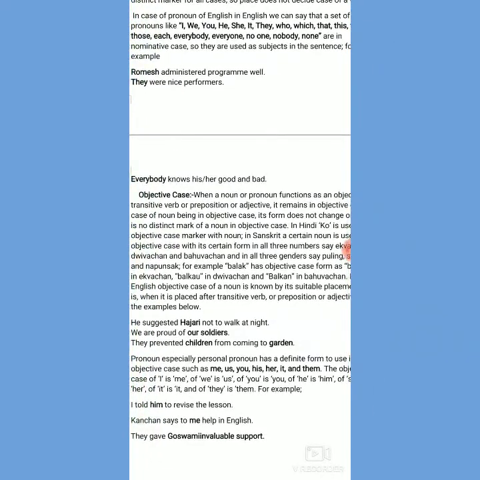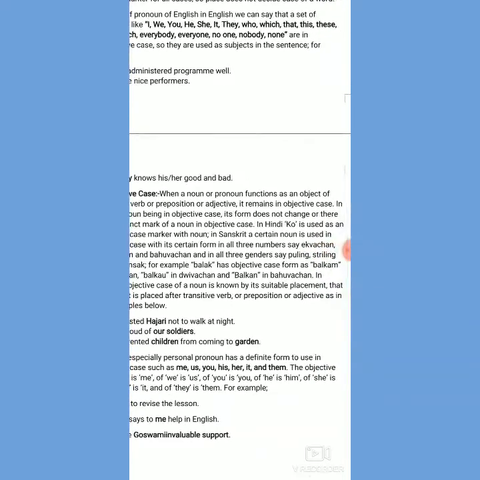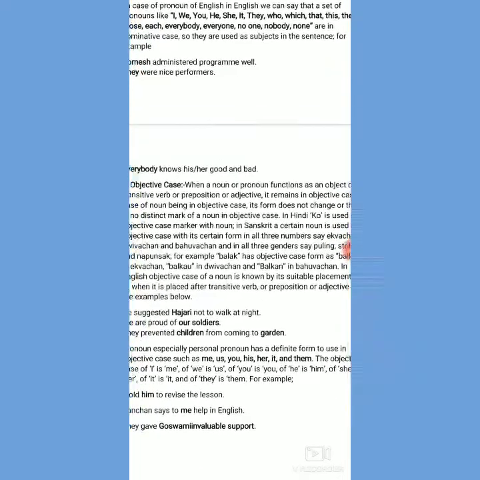So when you are using the object of a transitive verb, or the word following the transitive verb, or the word following a preposition or adjective, they are all in the objective case. They are all objects in the sentence, because a transitive verb has an object, a preposition has an object, and an adjective too has an object. So they always remain in the objective case.